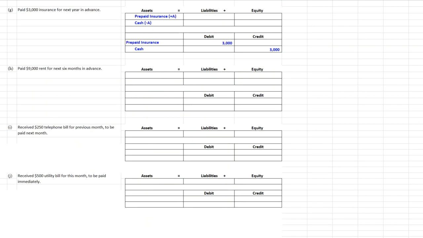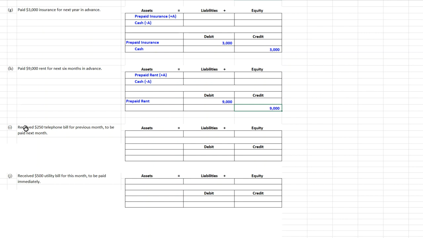And let's go ahead and take a look at our last three transactions. In H, we have paid $9,000 in rent for the next 6 months in advance. So again, this will provide a future economic benefit. We have an asset called prepaid rent, and our cash went down as well. So again, our balance sheet equation balances. We have a debit to prepaid rent for $9,000 and a credit to cash for $9,000.